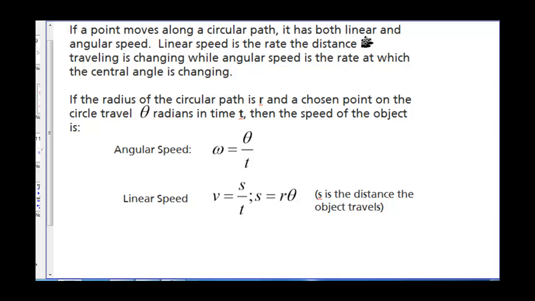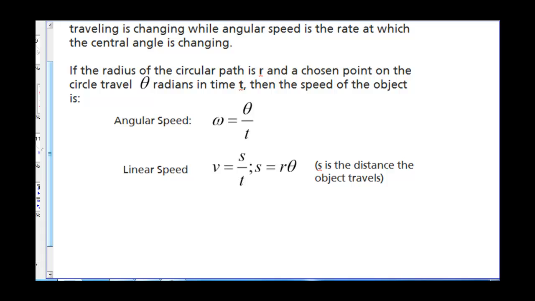So if the radius of a circular path is r, and a chosen point on the circle travels theta radians in time t, then the speed of the object is given by the angular speed omega equals theta over t, while the linear speed v equals s over t, where s is the distance the object travels, so that's r times theta. We can also relate these two.